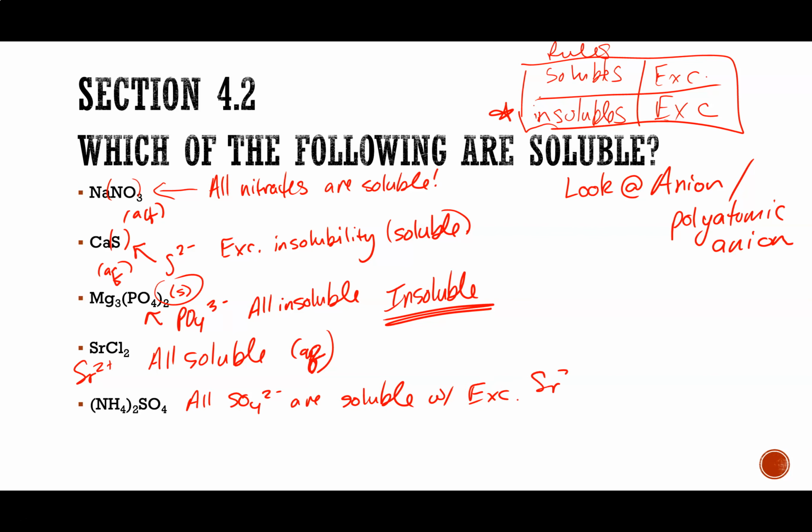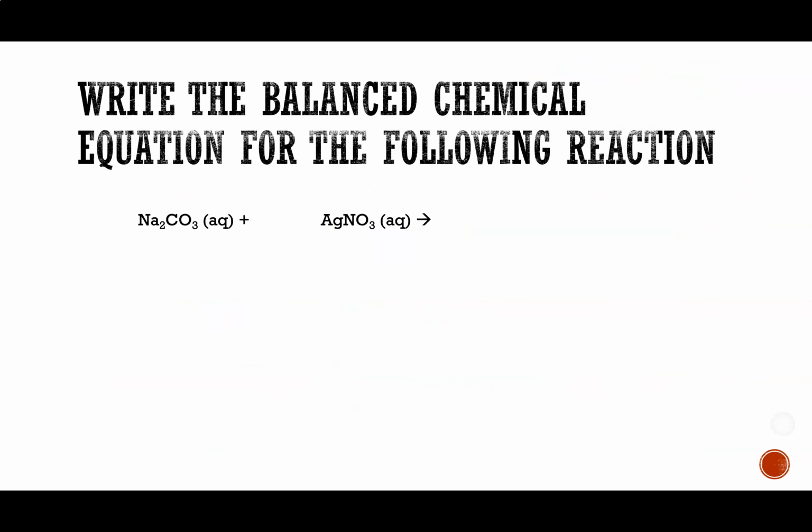strontium, barium, mercury 2 plus, and lead 2 plus. And since none of these fall under this category, aka ammonia is not listed, this is going to be a soluble compound. So we would label it as aqueous if we had it in a solution, okay? All right, let's do another one.